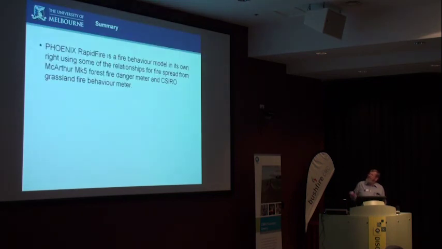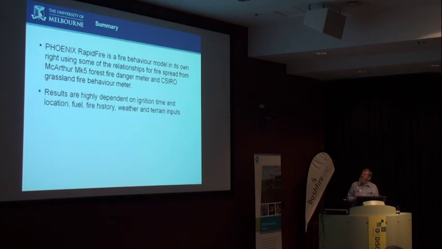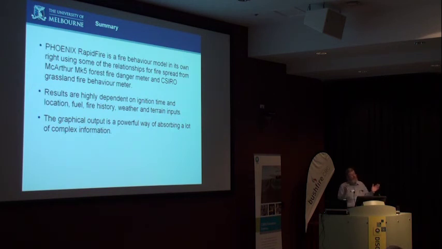So just to finish up, I guess the PHOENIX RapidFire model is a model in its own right. We try to capture a lot of the concepts that we know about fire that have been difficult to quantify, but they need to be better parameterised. The results are highly dependent on the inputs that go in. The graphical output is really important, and we spoke about the complexity of some of the modelling. The visual assessment of fuel, the visual assessment of fire impact is a very powerful way to deal with really complex data, and we still need a lot of validation.